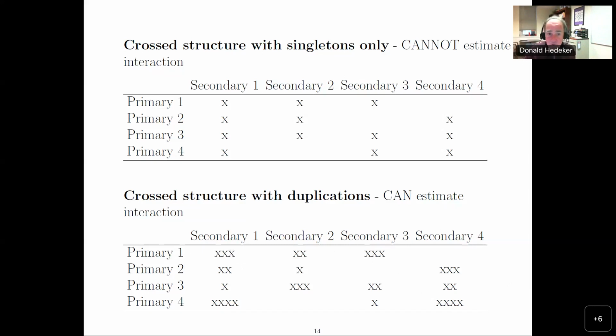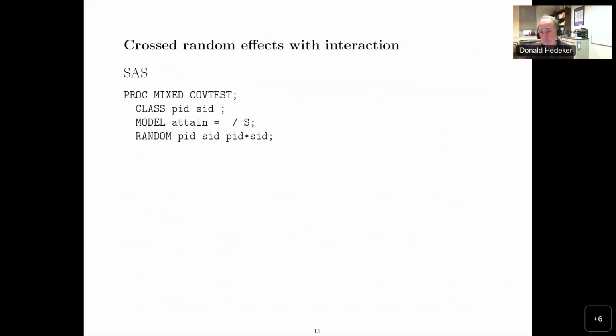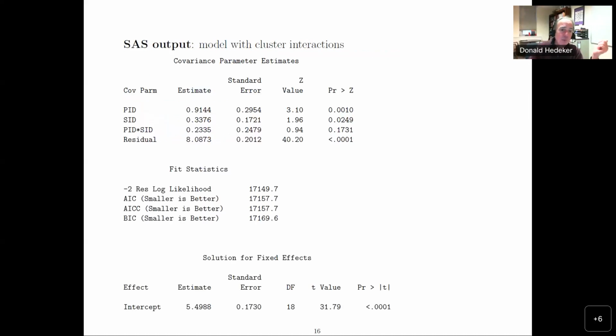Let me show you how to do that. Quite simple. All we do is on the random statement, just indicate a product term for the primary school ID and the secondary school ID. Okay, and this relaxes the notion of an additive effect of these two kinds of clusters. Let's see if it makes a difference here for this data. Okay. So here, when we do that, we get an additional covariance parameter. That's the product term here. We see numerically, it's 0.23.